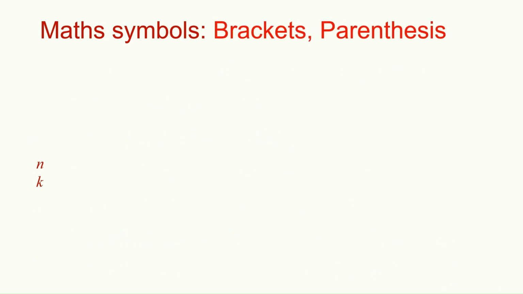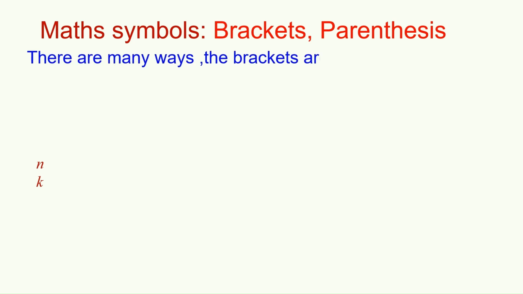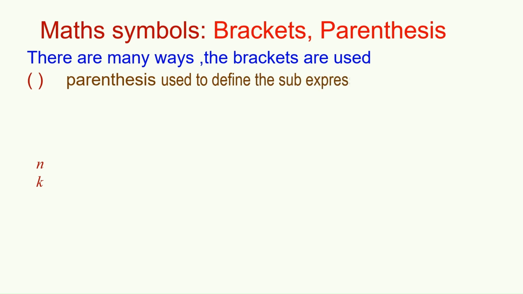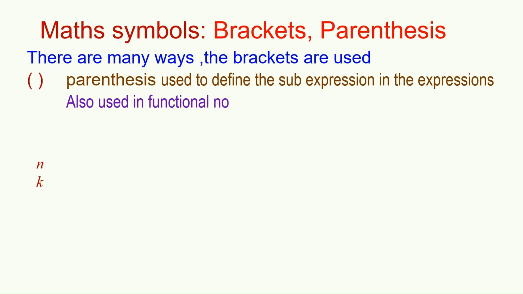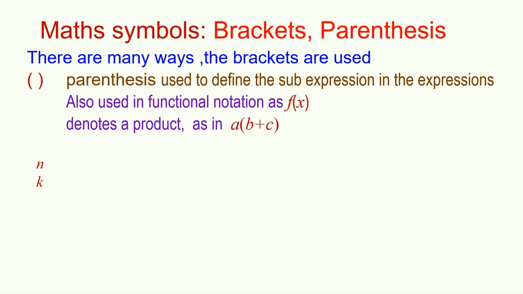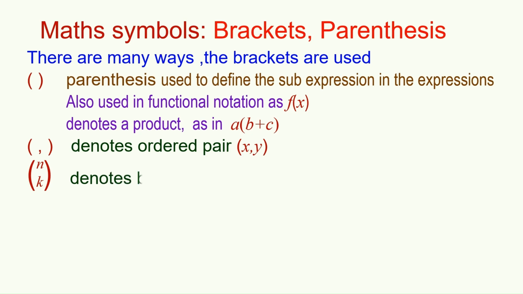Math symbols: brackets. There are many ways the brackets are used. Parenthesis or small brackets are used to define the sub-expression in expressions. It is also used in functional notation as f(x) for function f of variable x. It can denote a product, as in a(b + c). Parenthesis with comma denotes an ordered pair as (x, y).